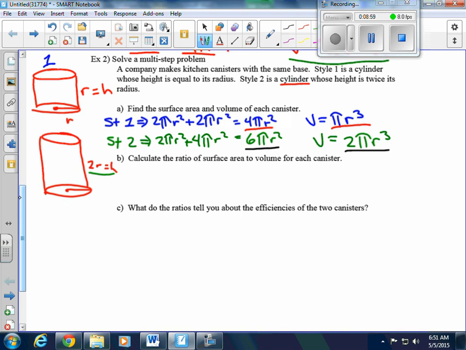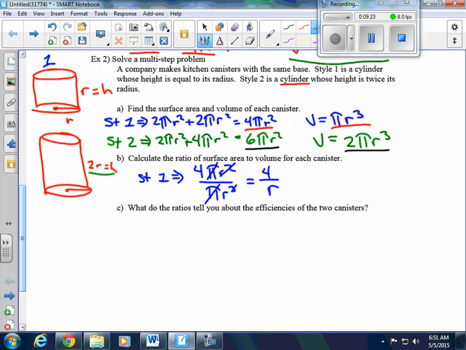So style 1, we simply do 4 pi r squared over pi r cubed. And so we look at what we can cancel out. Obviously the pi's cancel out. We're going to get rid of the r squared, and that is going to leave us with just an r, so it's going to be 4 over r.